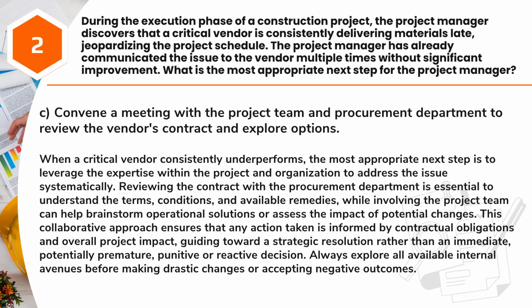Answer: C. Convene a meeting with the project team and procurement department to review the vendor's contract and explore options. When a critical vendor consistently underperforms, the most appropriate next step is to leverage the expertise within the project and organization to address the issue systematically. Reviewing the contract with the procurement department is essential to understand the terms, conditions, and available remedies, while involving the project team can help brainstorm operational solutions or assess the impact of potential changes.